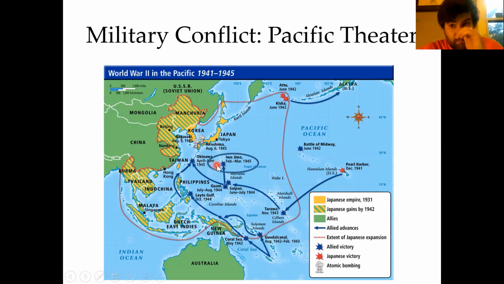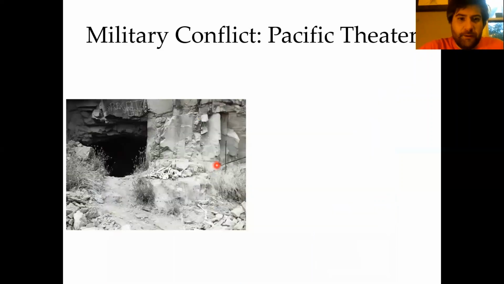One of the more famous battles happens at Iwo Jima. This is the stuff of American lore. If you've ever seen that picture with all the guys raising the flag, I should have put it in the PowerPoint. But anyway, that's from Iwo Jima.